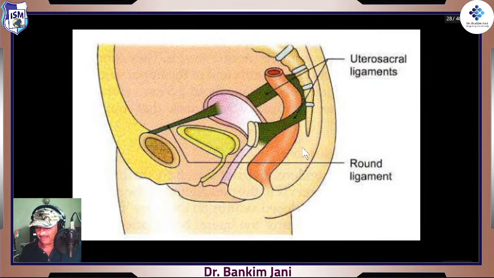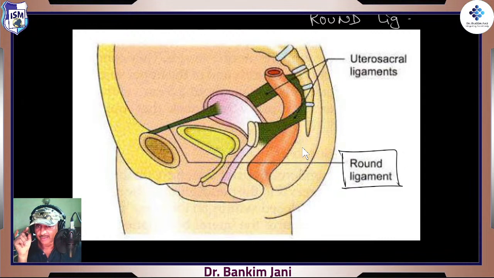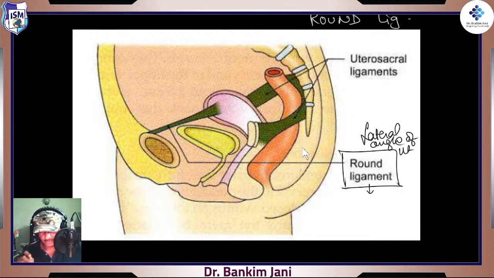that's the round ligament, right? Right here you need to see that round ligament. Here it is. So what the round ligament is doing, it starts at the lateral angle of the uterus, anteroinferior, right? From the lateral angle of the uterus, it goes towards the labia majora. It passes through two layers of broad ligament and through the deep inguinal ring, and that's where it lands. So all the way its path is between two layers of broad ligament. Yes, we saw that, right?